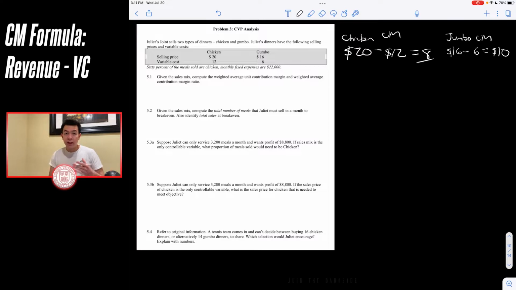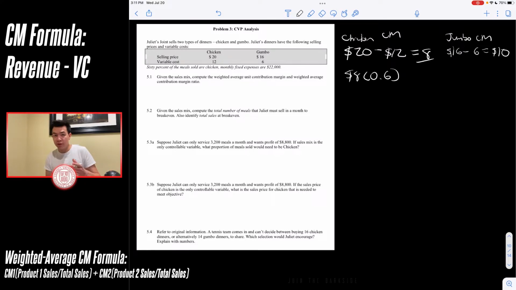And now to find the weighted average CM, we're gonna do $8 times 60%, or 0.6, because 60% of the meals sold are chicken, plus 10 times 0.4, right? And we're gonna get $8.8. So not too bad.